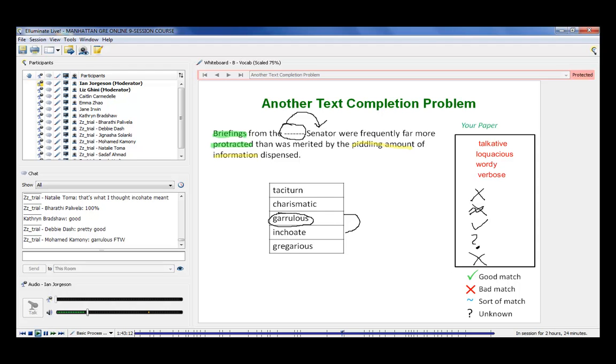All right, now let's talk about inchoate. Another synonym for it is incipient. But if you don't know what inchoate means, you might not know what, whoops, I'm spelling it wrong, incipient. What does inchoate or incipient mean? Anybody know?